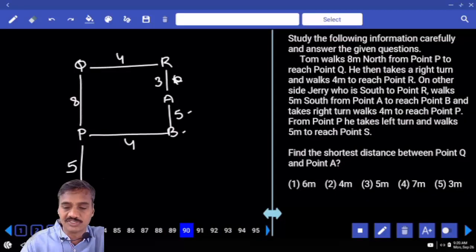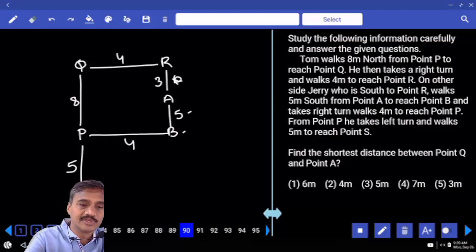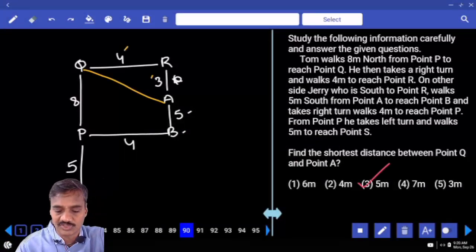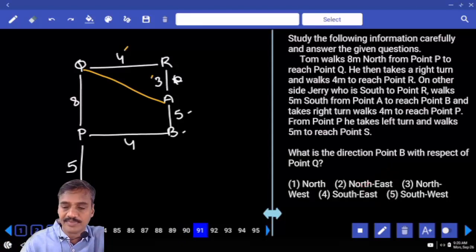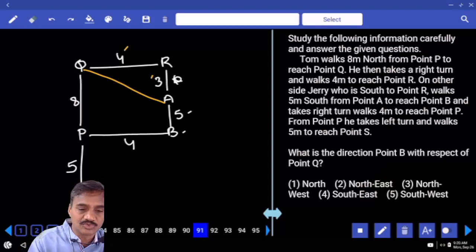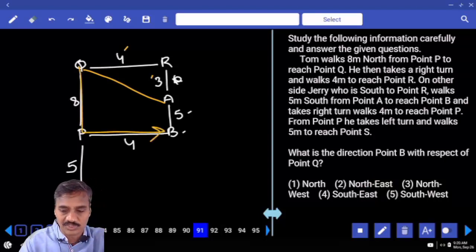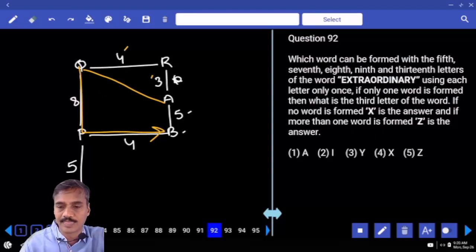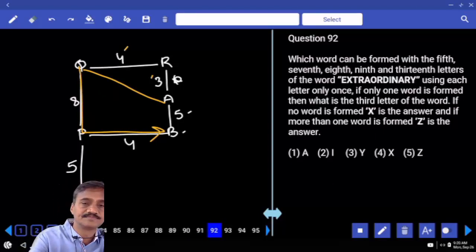Find the shortest distance between Q and A. Between Q and A there is 3 and 4. 3 squared plus 4 squared is how much? 5, choice 3. And what is the direction of B with respect to Q? From Q, B is south and east, so southeast, that is choice 4, question 91.